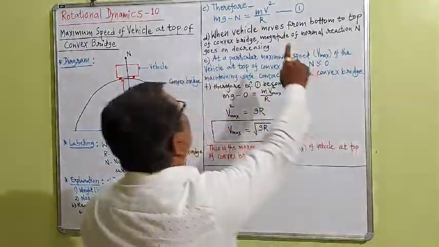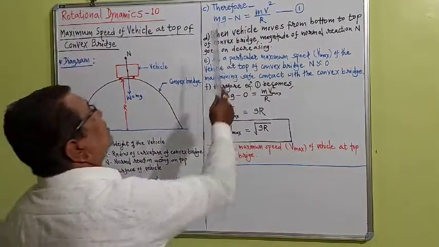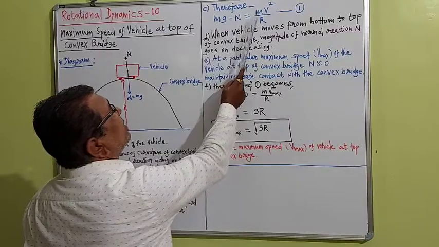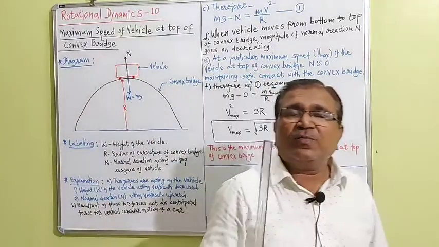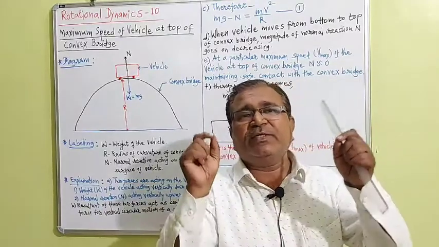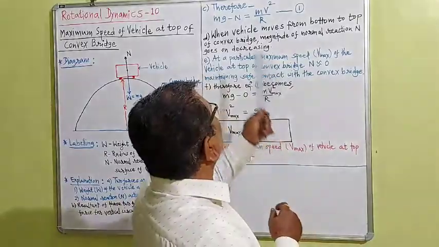So what is that centripetal force? That is nothing but mg minus N, which is equal to mv square upon r. The formula of centripetal force is nothing but mv square upon r. That is the formula that we get here.